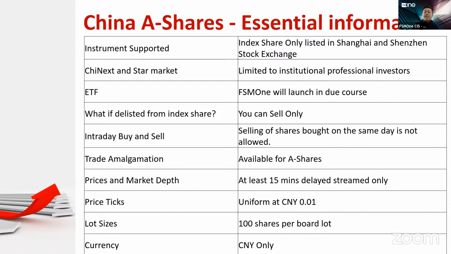The price tick in the A-share market is very simple. It's uniform at CNY 0.01, meaning 1 cent CNY. So all the price increments that you place are in increments of 0.01. The lot size is the same as the Bursa market, so it's 100 shares per board lot. And we can only use CNY to trade China A-shares on the FSMOne platform.